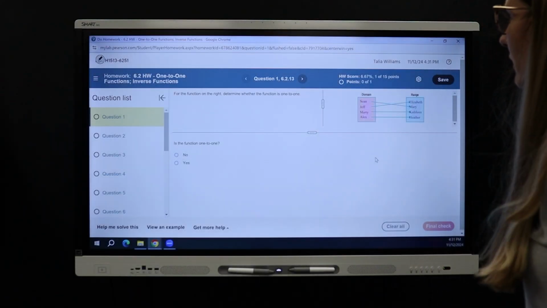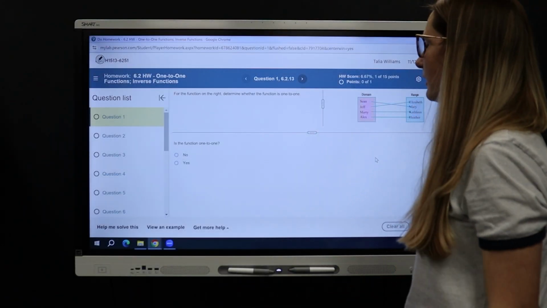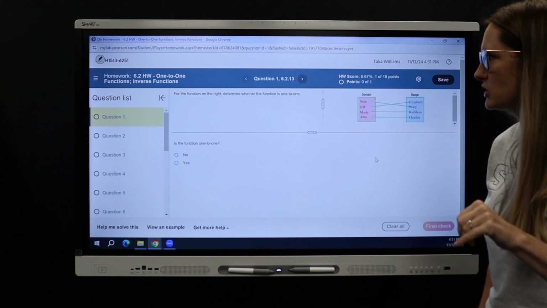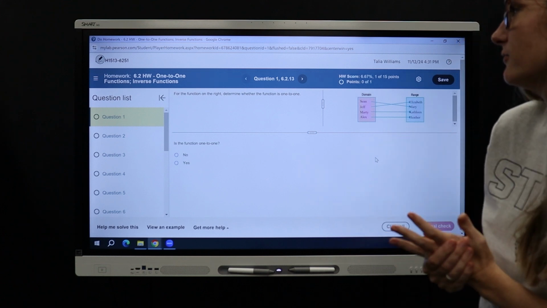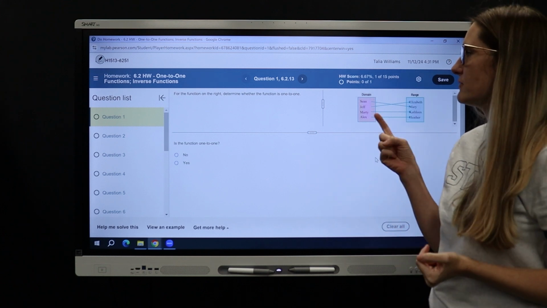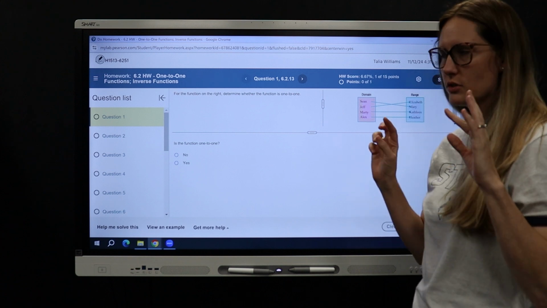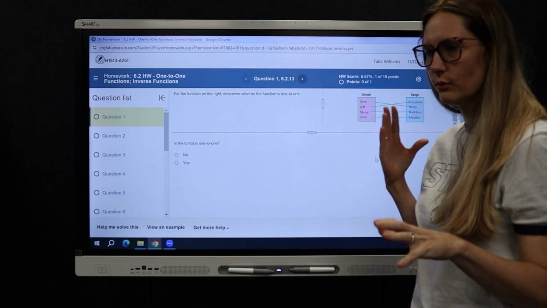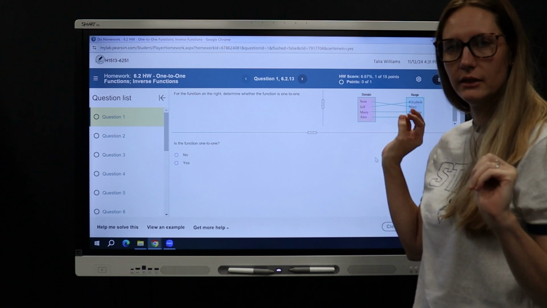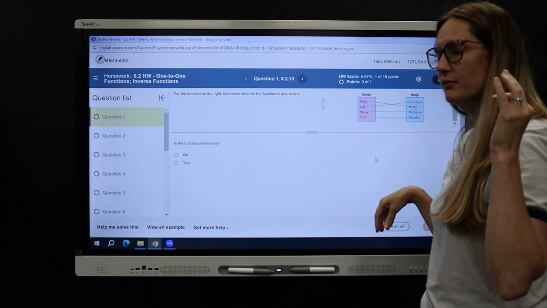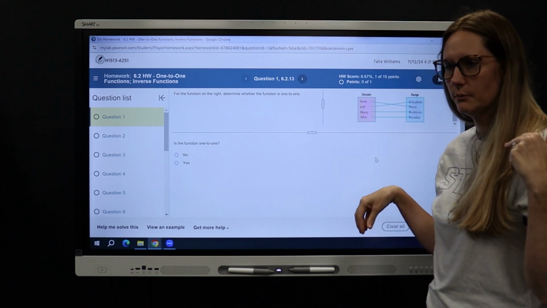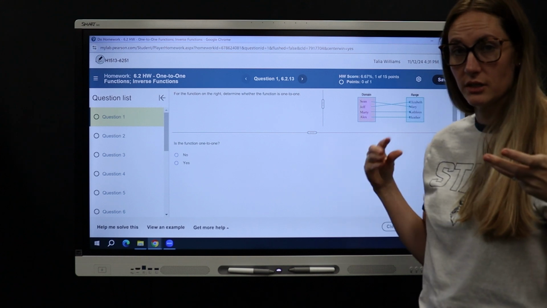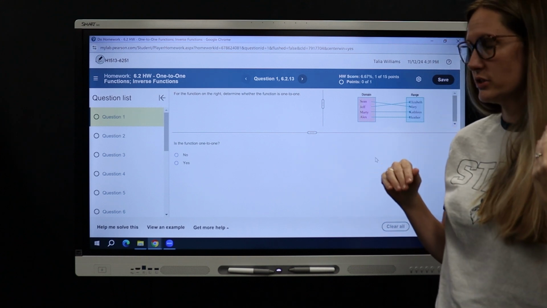Okay, we're gonna go ahead and do 6.2. For the most part, it's super easy because one-to-one functions means for every x value, there's one y value. There's never duplicates of either. One-to-one means that it doesn't repeat either x or y. Remember, if your y repeats, before that was a function. If your x repeated, it was not a function.